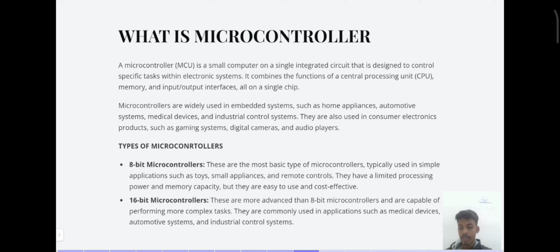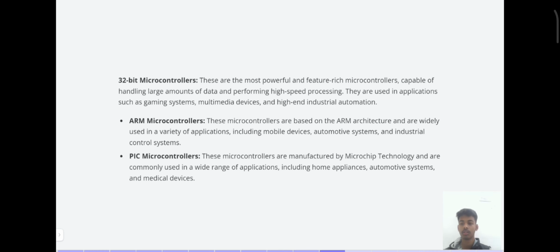So we can see the types of microcontrollers, which are 8-bit microcontrollers and 16-bit microcontrollers. Let us see 8-bit microcontrollers. These are the most basic type of microcontrollers, which is typically used in simple applications such as toys, small appliances, and remote controls. 16-bit: these are more advanced than 8-bit controllers, and are capable of performing more complex tasks.